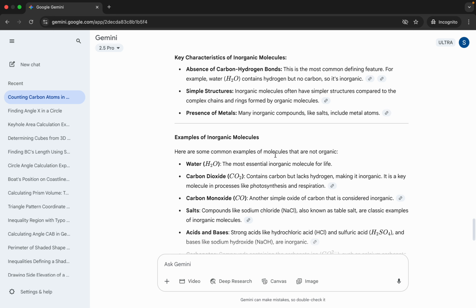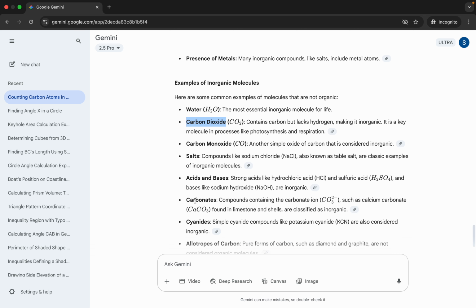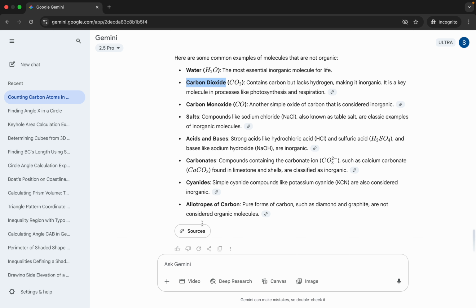Here are some common examples of molecules that are not organic. Okay, so here carbon dioxide is there. So carbon dioxide, water, carbon monoxide, salts, acids and bases, carbonates, cyanides, allotropes of carbon. So these all come under inorganic or not organic things. Okay.